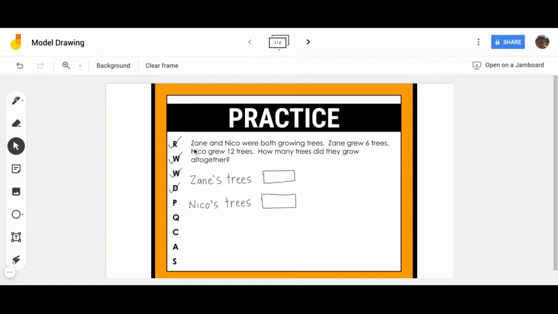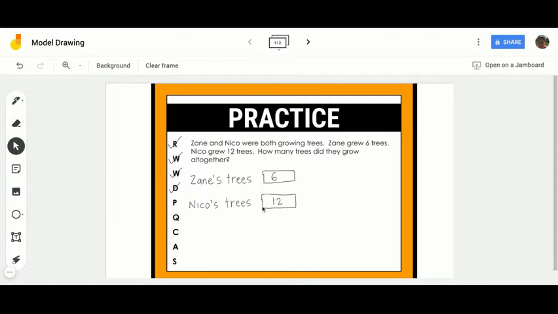So my first sentence says Zane and Nico were both growing trees. Is there any information I need from that to plug it into my unit bars? Nope. So let's move to our next sentence. It says Zane grew 6 trees. Oh, that is important. I need to know that Zane grew 6 trees. So I'm going to put a 6 in Zane's unit bar. Now let's keep reading. Nico grew 12 trees. Ooh, that's also important. So I'm going to put my 12 in Nico's unit bar.